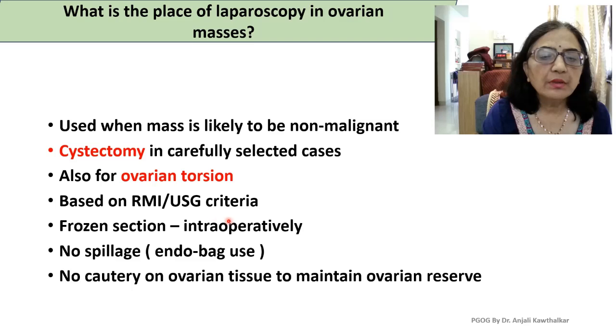And if the report comes as malignant, we have to proceed with all the steps of staging laparotomy. We need to be careful not to have any spillage, and endobag use is recommended, or a small mini laparotomy can be done for removal of the mass without spillage. An important precaution is that excessive use of cautery is to be avoided on ovarian tissue after doing a cystectomy, to maintain ovarian reserve.